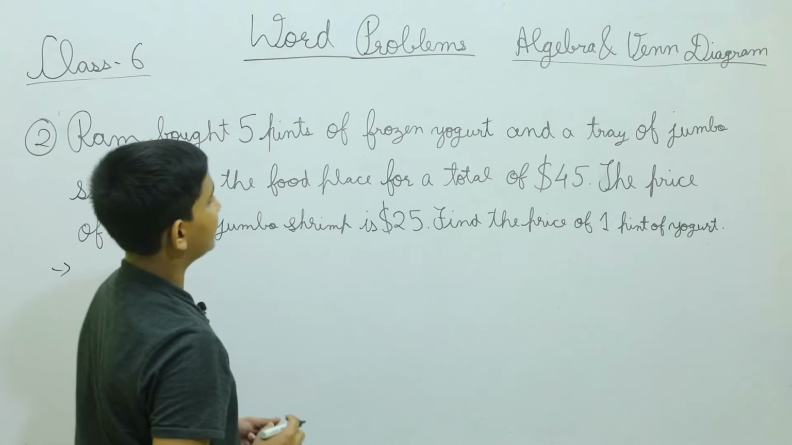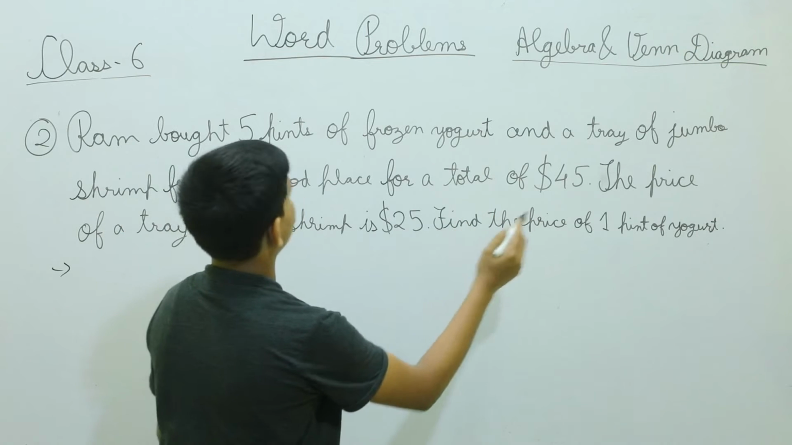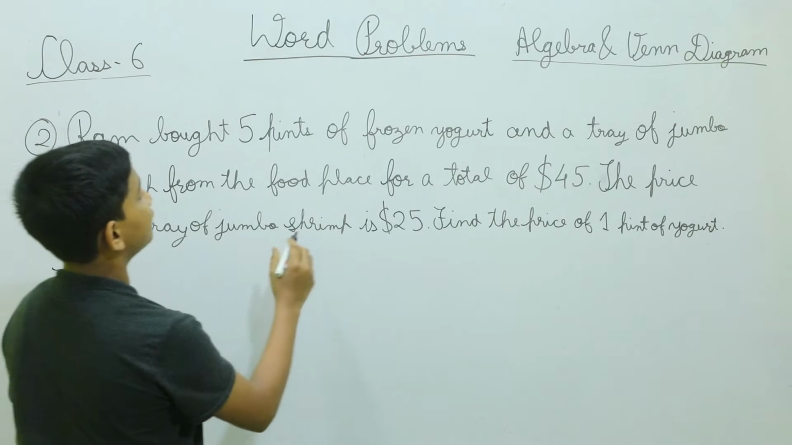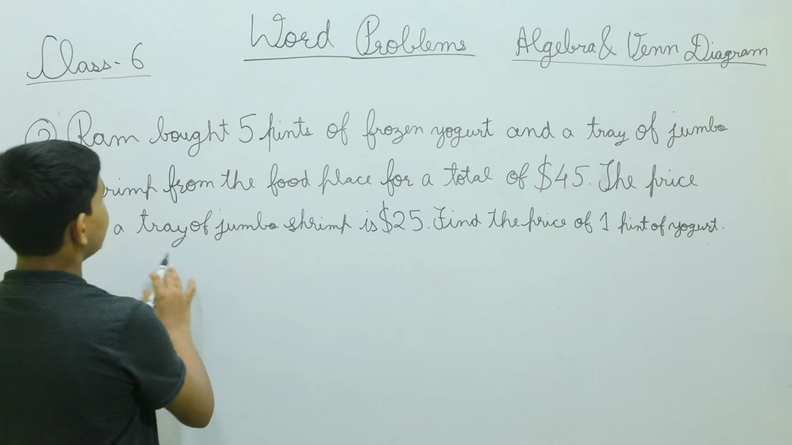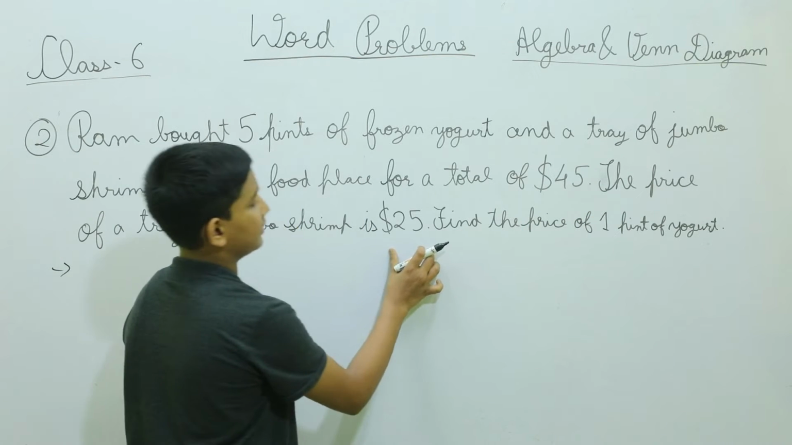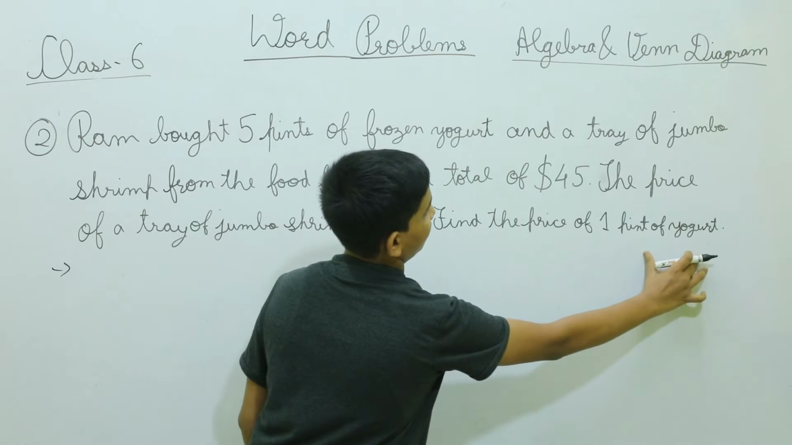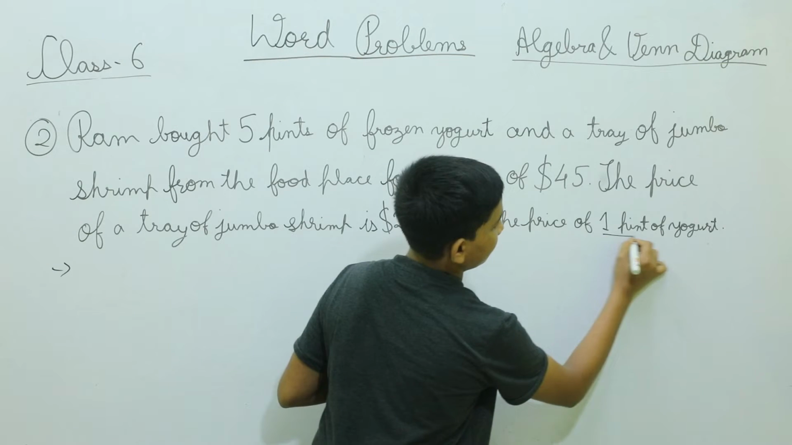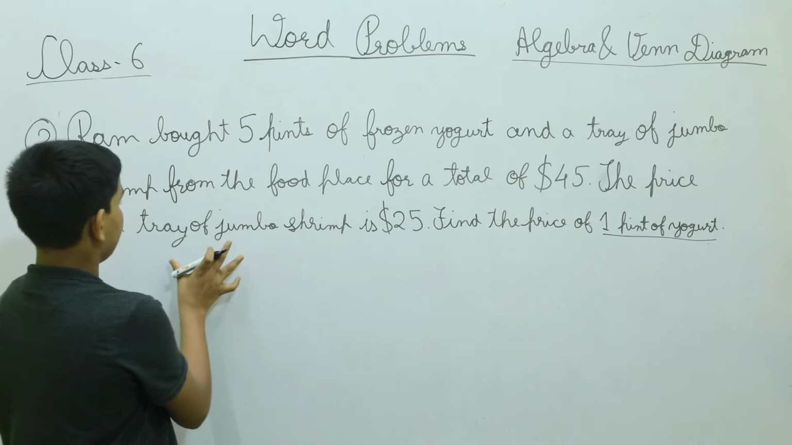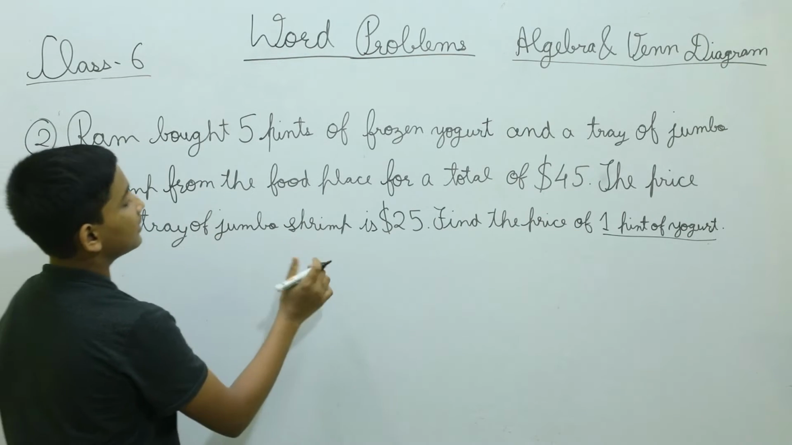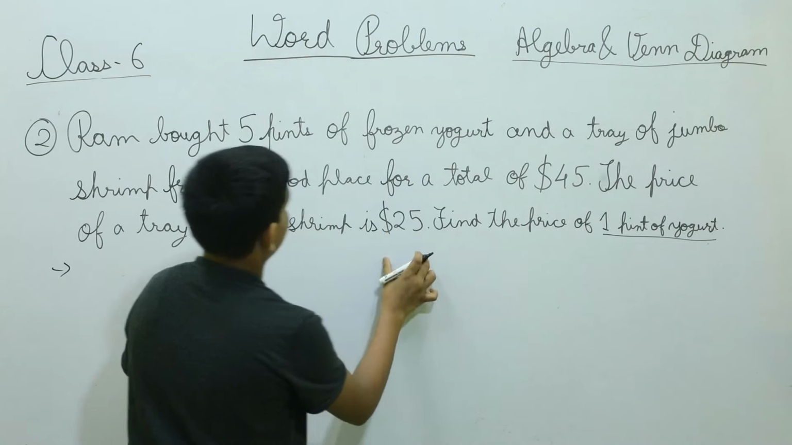Ram bought 5 pints of frozen yogurt and a tray of jumbo shrimp from the food place for a total of $45. The price of a tray of jumbo shrimp is $25. Find the price of 1 pint of yogurt. So we need to find the price of 1 pint of yogurt when the total cost is $45 and the tray of the jumbo shrimp is costing $25.